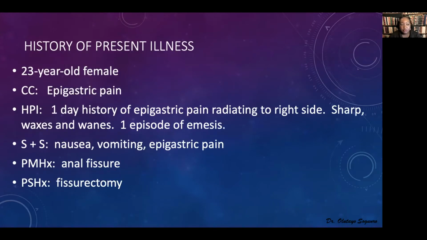This is a 23-year-old female who presented with a one-day history of epigastric pain radiating to her right side. The pain was sharp and waxes and wanes, and she's had one episode of emesis. She has nausea, vomiting, and epigastric pain.